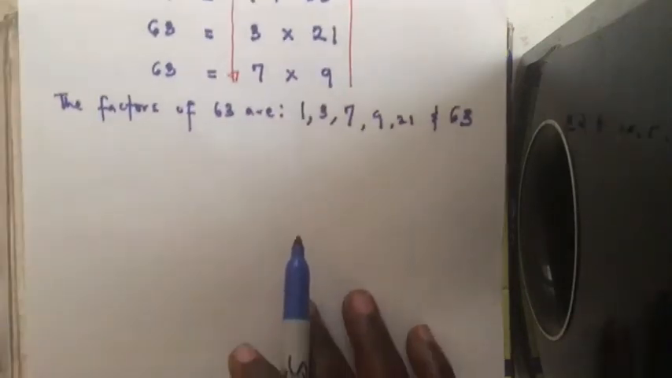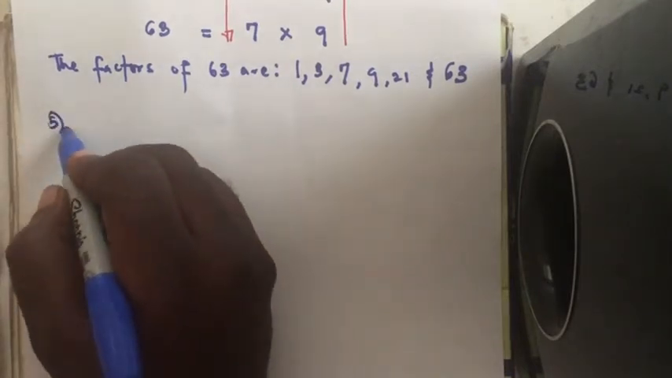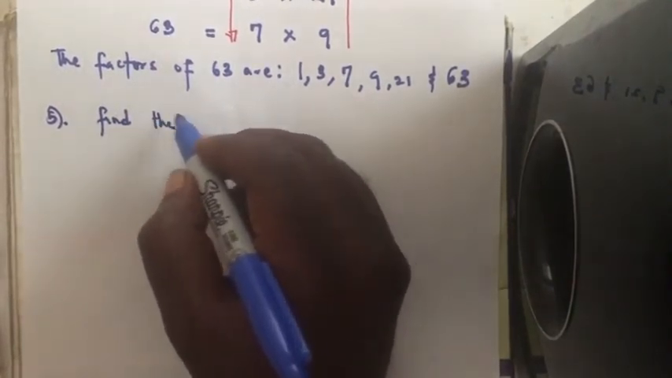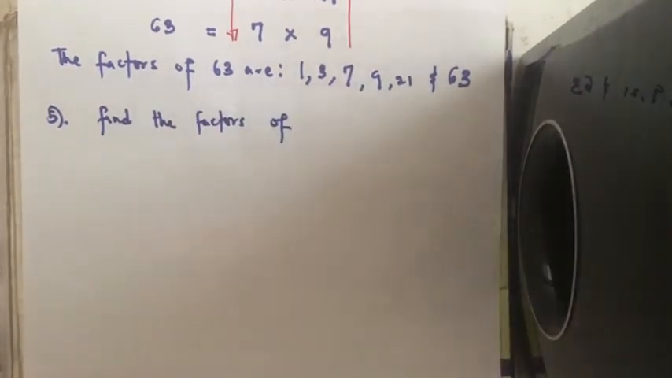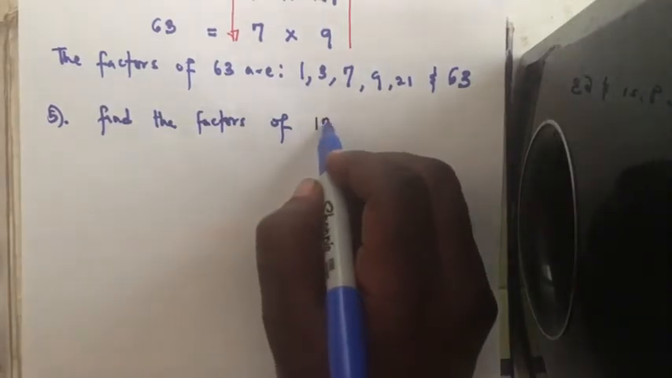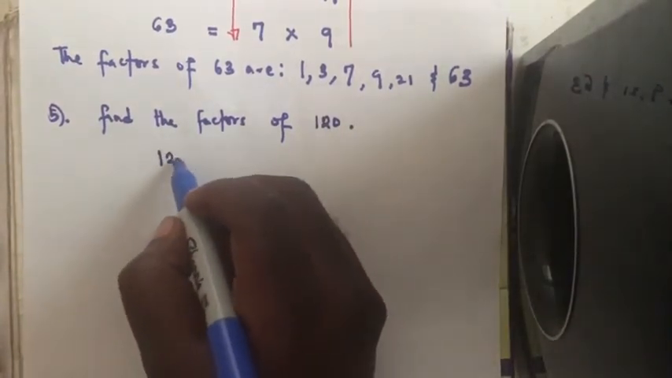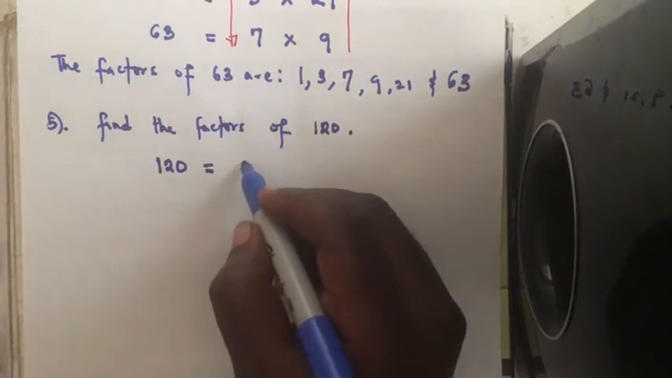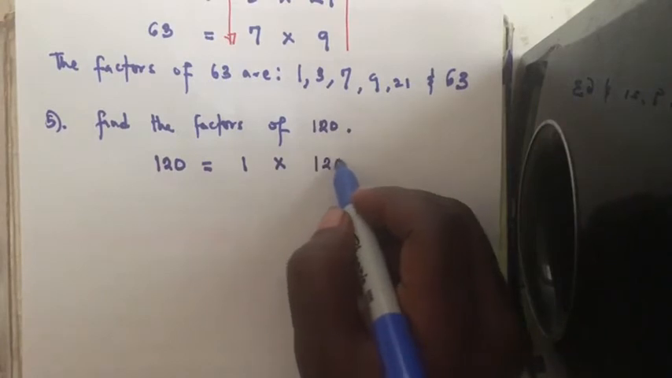Now I would have loved to stop here, but let's assume you have a number like this. You are given, find the factors of 120. Now you write 120 equals, the first digit will always be 1. 1 times 120 will give me this. That's 120.